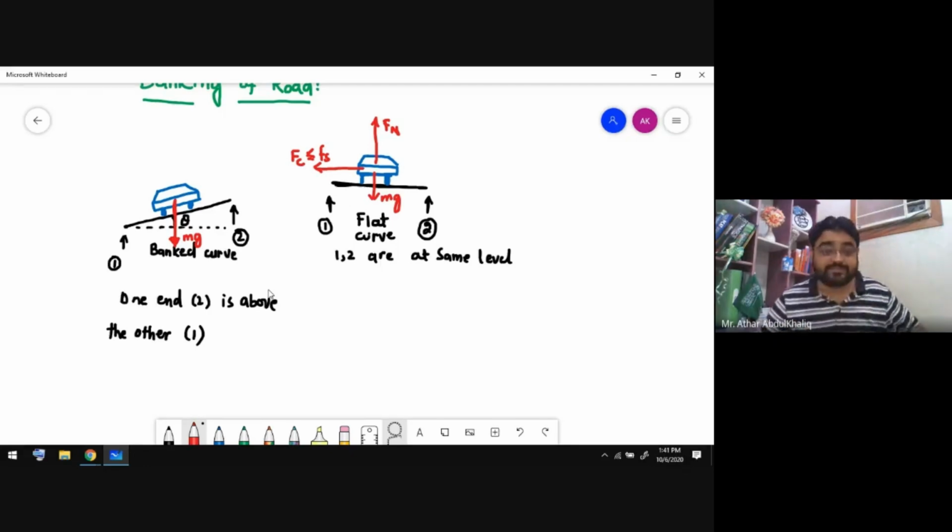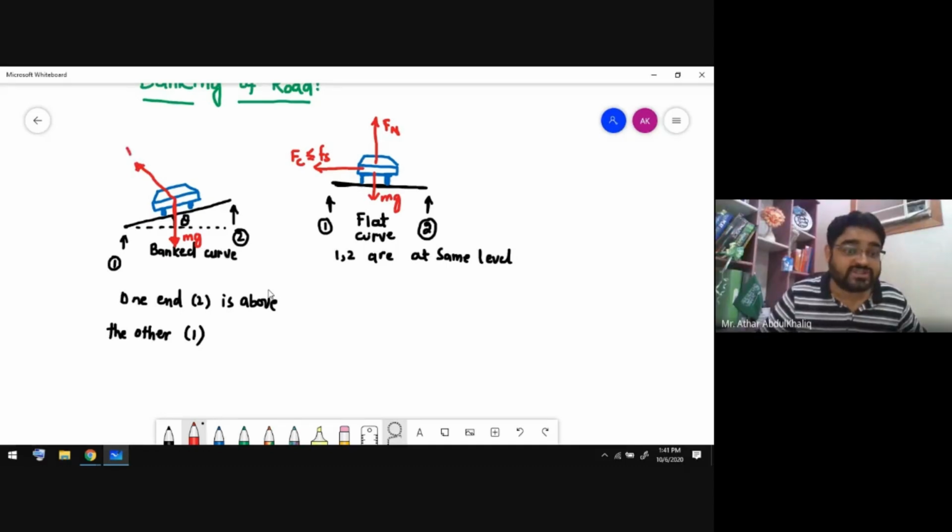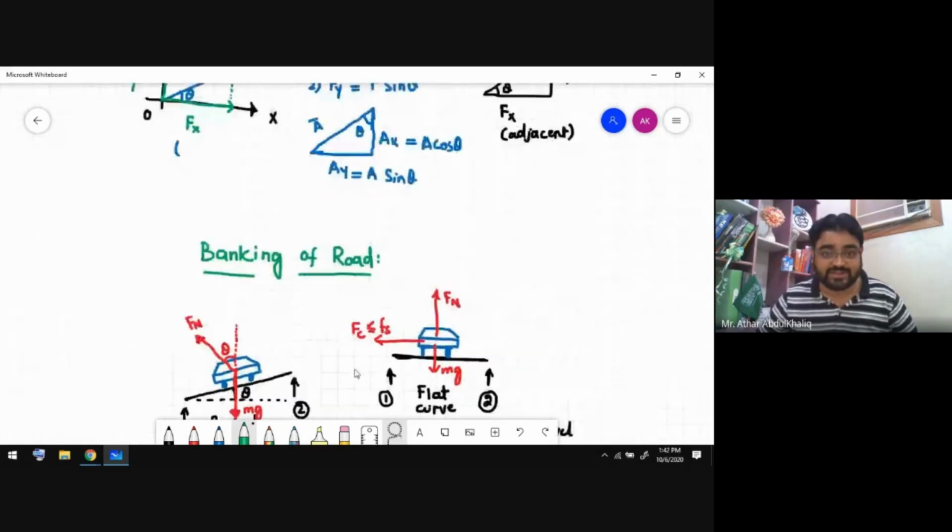So what happens is the normal reaction of the curve now changes from straight to tilted with theta. Fn changes because this angle theta changes it. Now, if this is the angle theta, Fn is a vector. It will have two components. Can you please tell me where might be their component directions? Quickly, please.